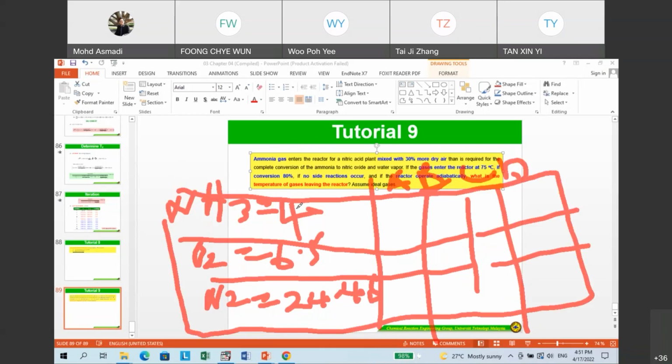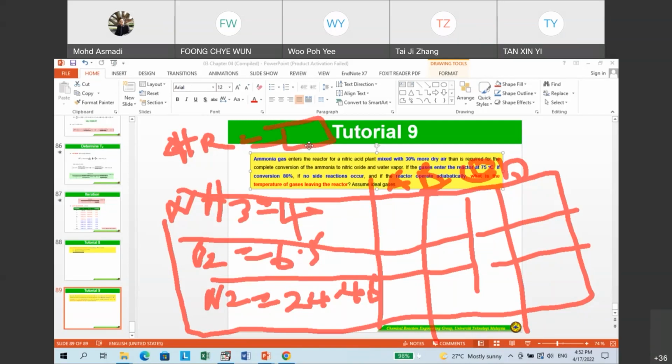We know the temperature at HR, 75 degrees, so you can calculate delta HR. T naught is equal to 298 because it is at standard conditions, and T1 is equal to 75 degrees C. You can calculate delta HR. And next you have to calculate delta H298.